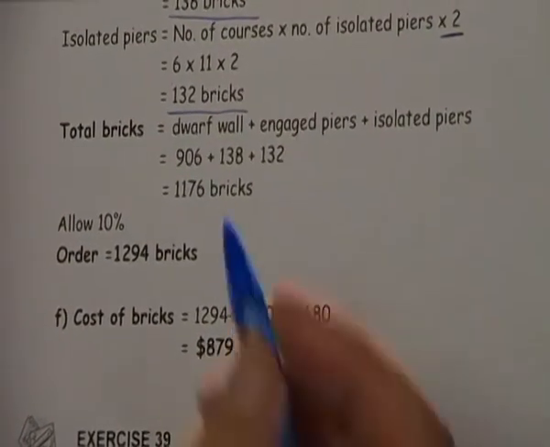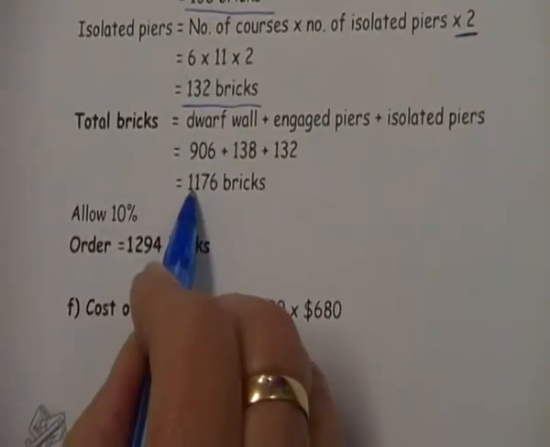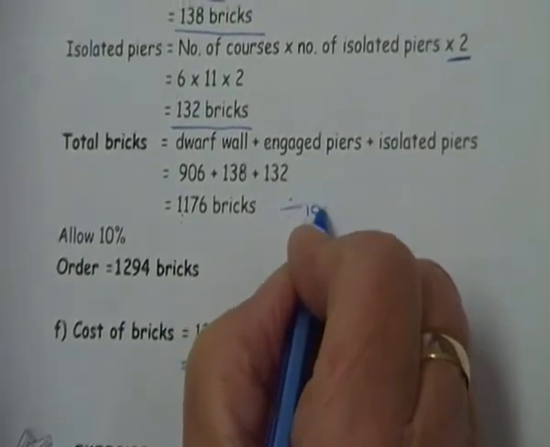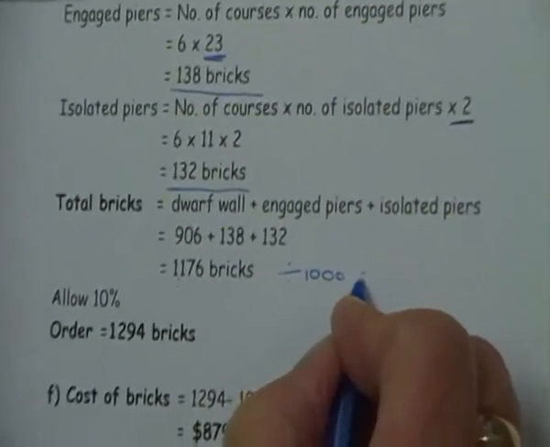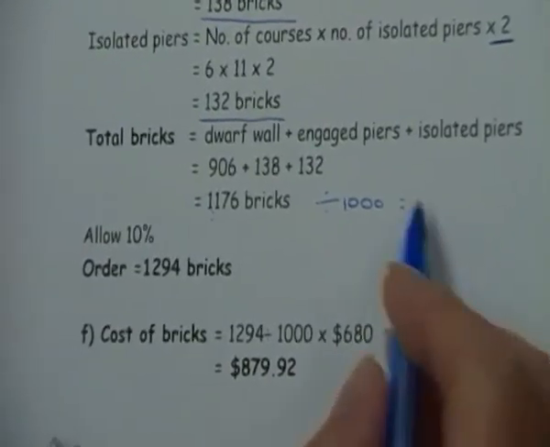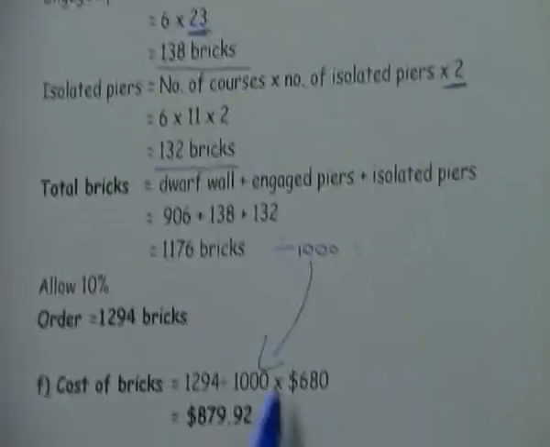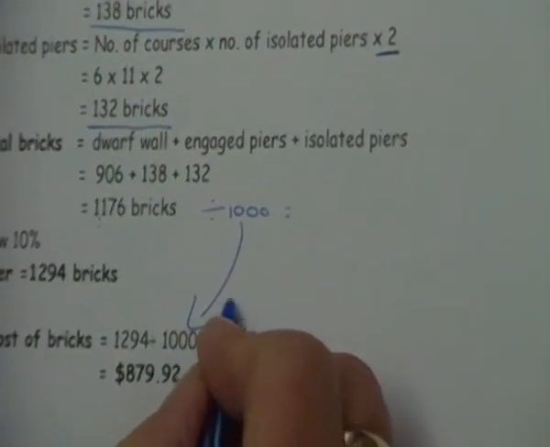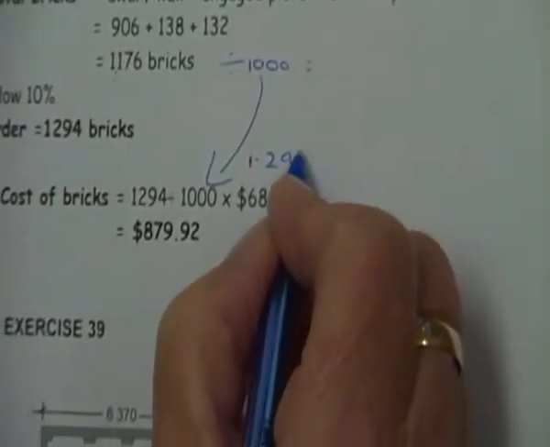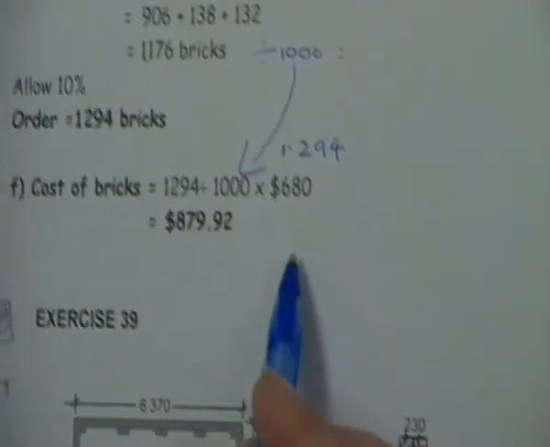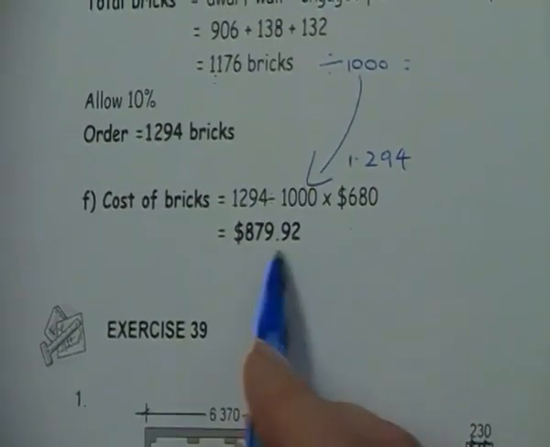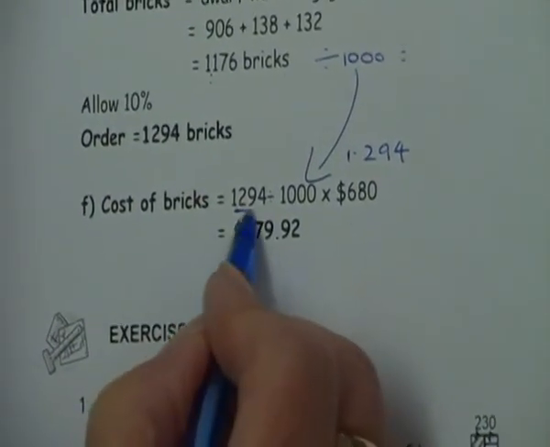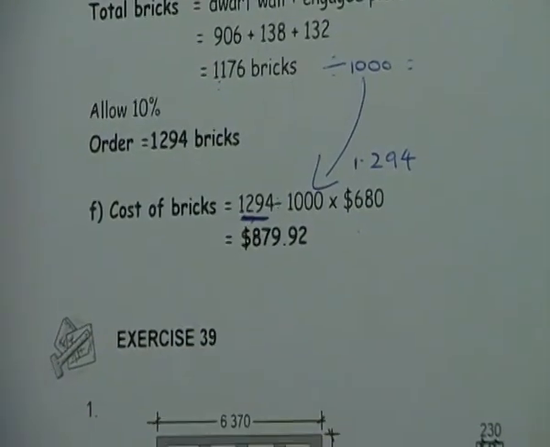So this is more than 1,000 but less than 2,000. So I'm going to divide that by 1,000, the one with the waste, and that will give me 1.294, and that's going to give me my answer of $879.92. So you're just making this part here out of 1,000.